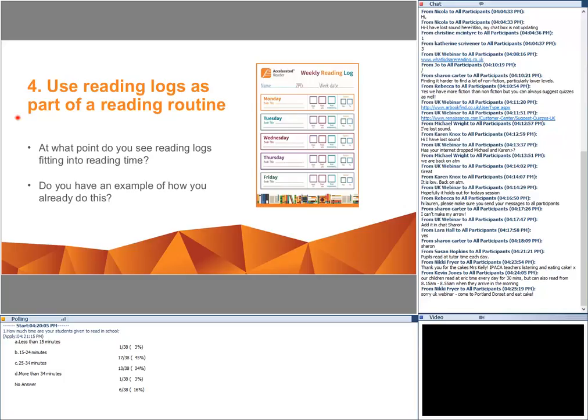So it means they have a record of those, so you don't have the issue where you're going up to a child and having a go at them because they've not been reading all week, just to find that they've been reading a book from home, say. So it's worth keeping a record of this.